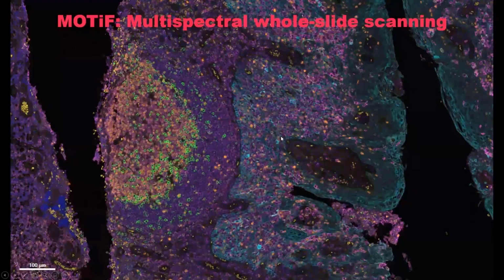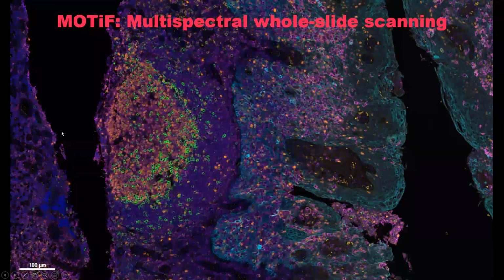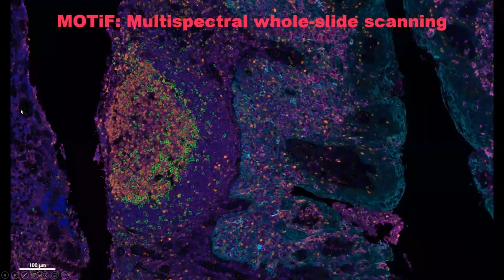This is the same example just with a magnified image, and again you can see, for instance, the blood vessel on the left here. And after we do our whole slide unmixing, the autofluorescent signal from that blood vessel pretty much disappears, and the rest of the signals become much more vibrant.